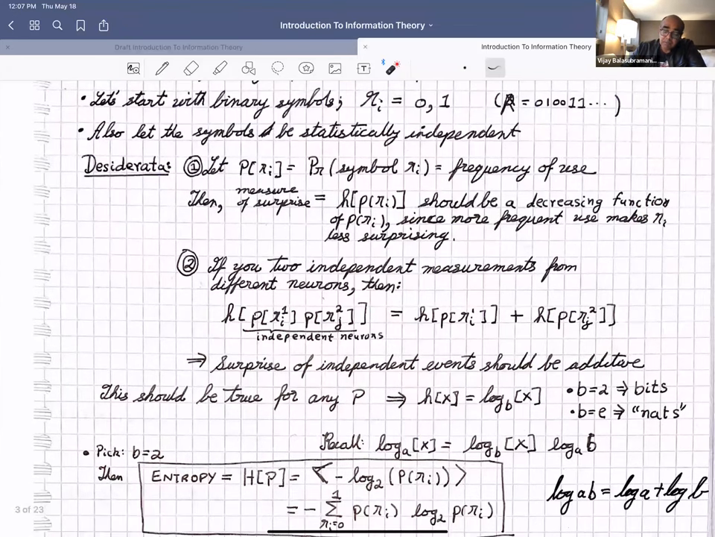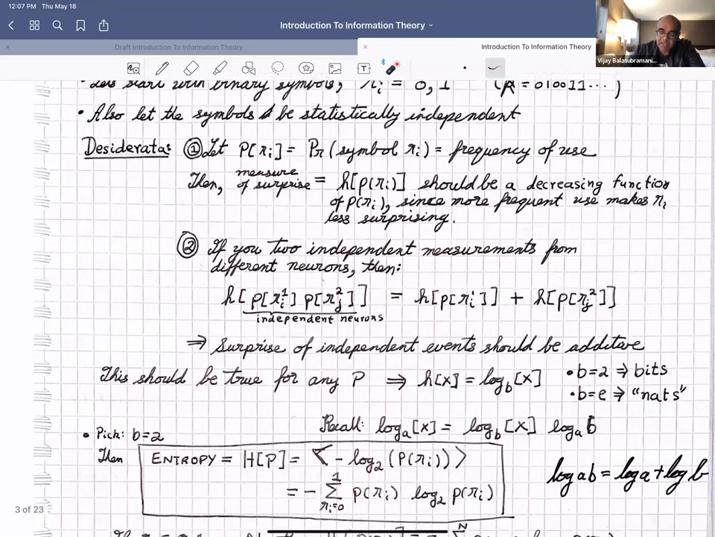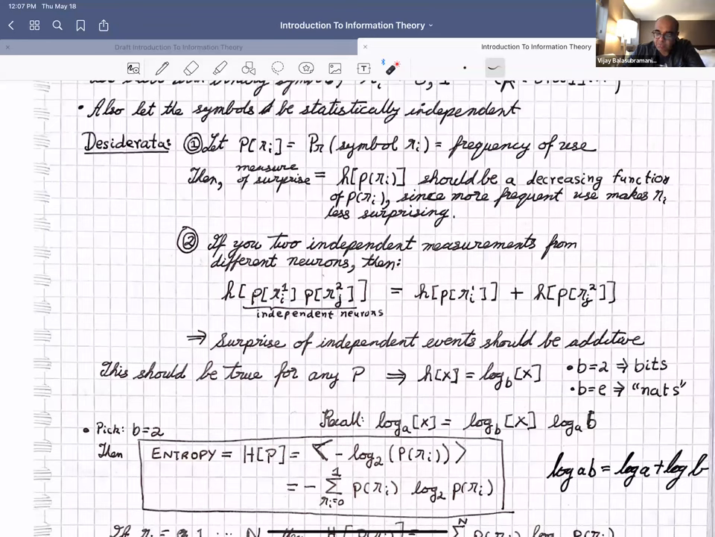So another thing you might hope for, it would be nice if this were true, is that if you had two independent measurements, here I'm imagining from two different neurons, but it could be from two different signal channels or whatever else you want, from two different kinds of sources of signals. And here I'm phrasing this in terms of neurons because, you know, I do work in theoretical neuroscience. So suppose you have the surprise associated with the response of two independent signaling units, you might hope that the surprises add. That doesn't have to be the case, obviously, in your measure of surprise, but it would be nice to have surprise be additive for independent events. And this should be true for any probability distribution P.